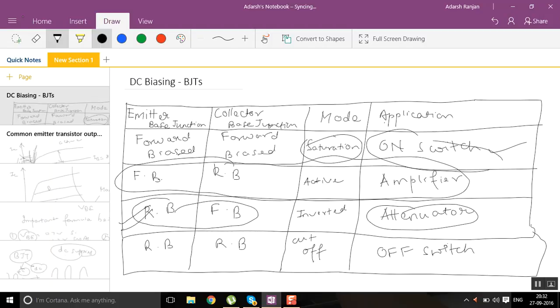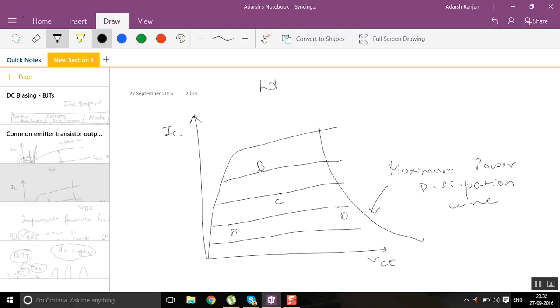Now we have to fix the operating point. Then the question arises: where to fix it? So there are 4 points over here. As you can see, if we take the operating point here near A, then it can go into the cutoff region, so this will not give us faithful amplification. And again, if we fix it here near B, then it can go into the saturation region, so there cannot be much voltage swing associated here.